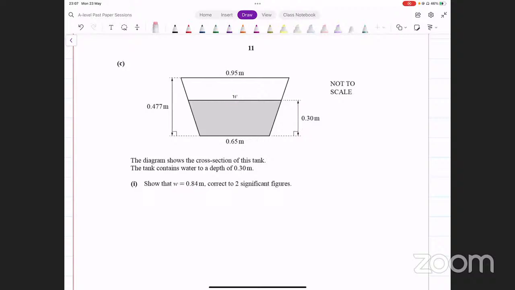So we've got some information given. We've got two trapeziums. This is 0.95. This is W. You've got the heights. This is 0.477. This is 0.3. Now, a common mistake here is to assume that the two trapeziums are similar. So that's a common mistake that people do here. That this trapezium and this trapezium, they are similar, but they're not.